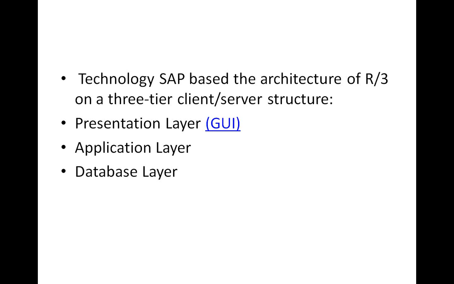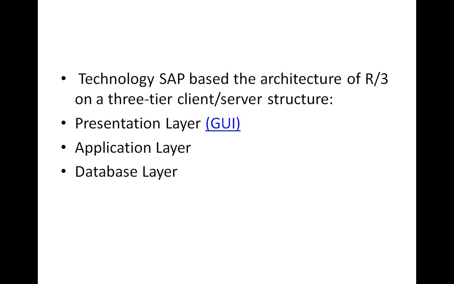So R/3 architecture means 3-tier architecture. 3-tier architecture means a presentation layer, application layer and database layer. What is the presentation layer? The system we are seeing, that is the GUI, the graphical user interface. It is the presentation layer. The database, where the data is stored on a server, is the database server.